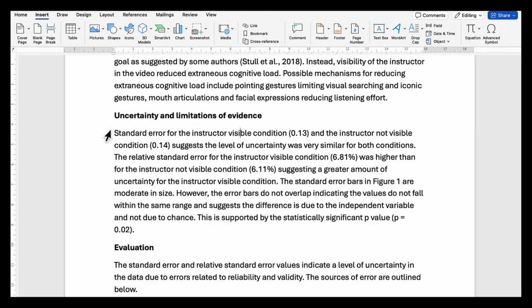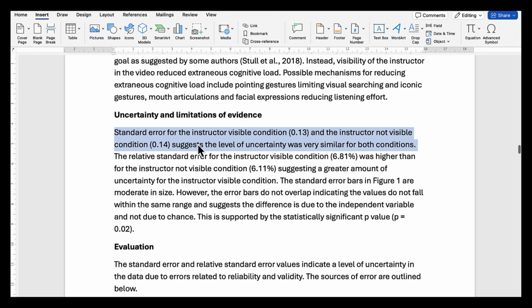Okay, so I've made the statement here, standard error for these two conditions, and I've stated what they are, suggests that the level of uncertainty was very similar. Okay, easy statement. If one was bigger, you would suggest that the uncertainty was greater in the one that was bigger. Relative standard error, and I've stated what it was, and said that one was higher than the other. And what does that suggest? One had greater uncertainty than the other. Okay, pretty straightforward. Now we're talking about the error bars.